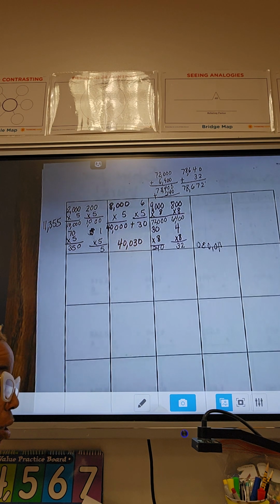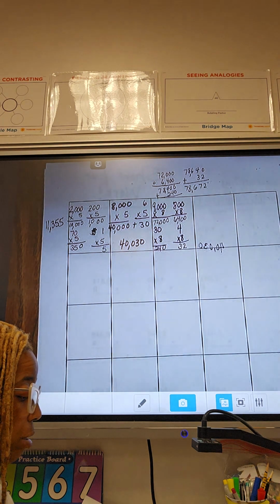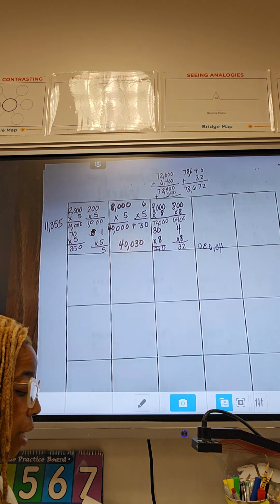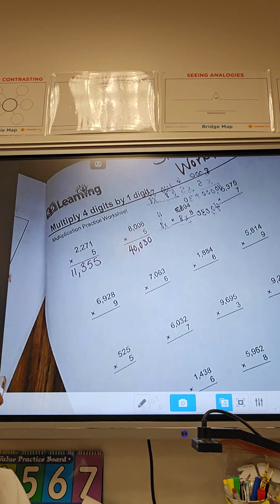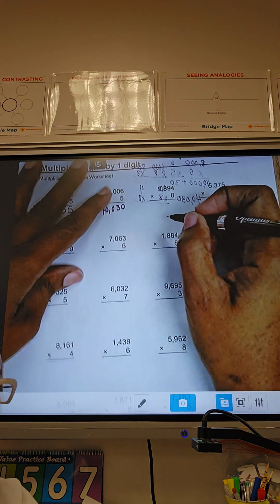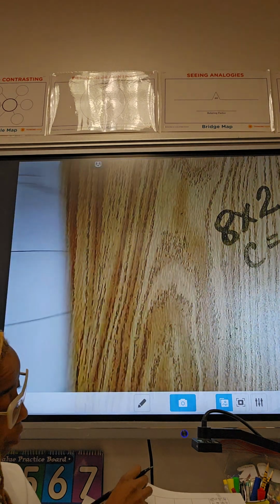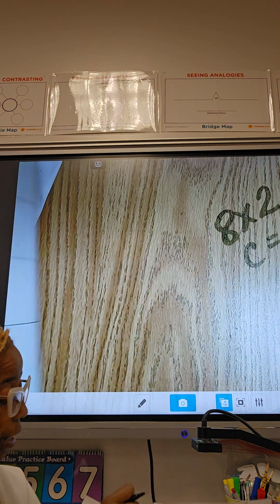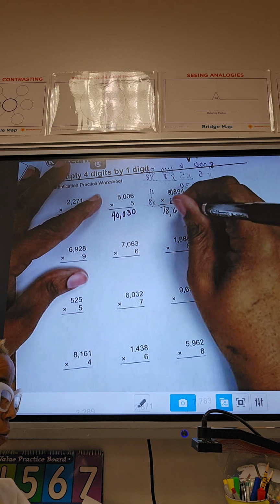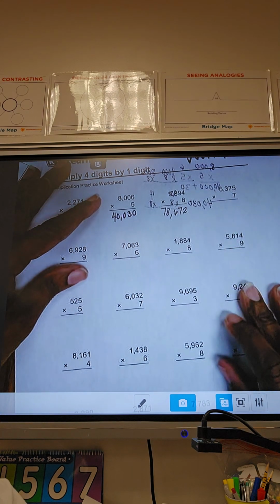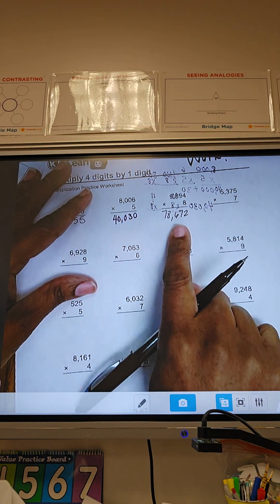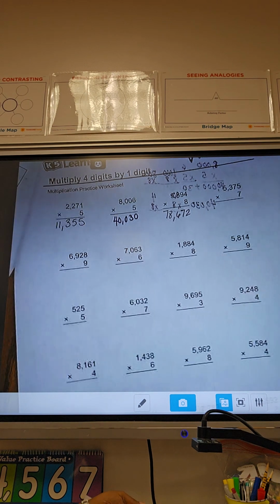All right, so you put it on the other side. 78,672. 78,600. Let's make sure. 72. Okay, and so that is how you do the break apart method. You've got to show your work.